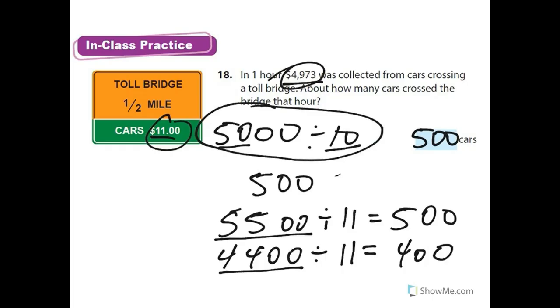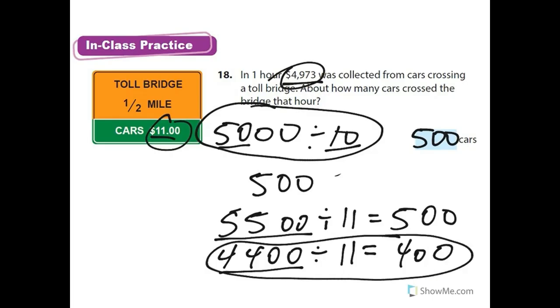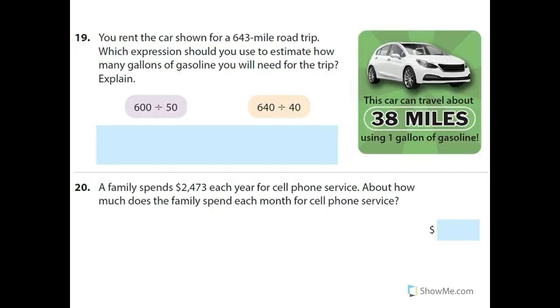All right? So I would say these two are reasonable because they're close, but the best one would be 5,000 divided by 10. Again, reasonable means you would be fine doing that. I wouldn't count it as incorrect because they're reasonable. All right, number 19. Solve that one and we'll go over it.